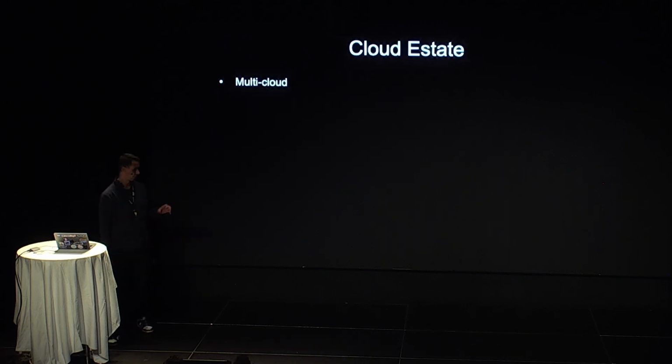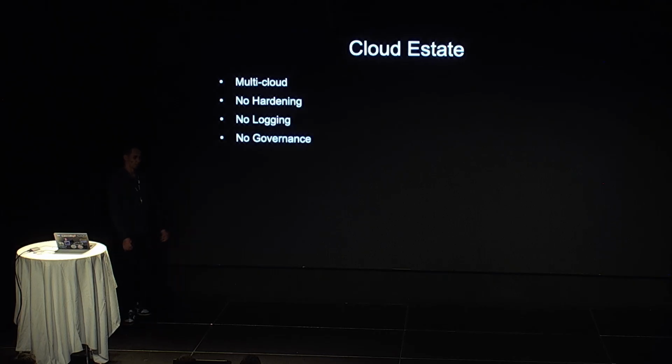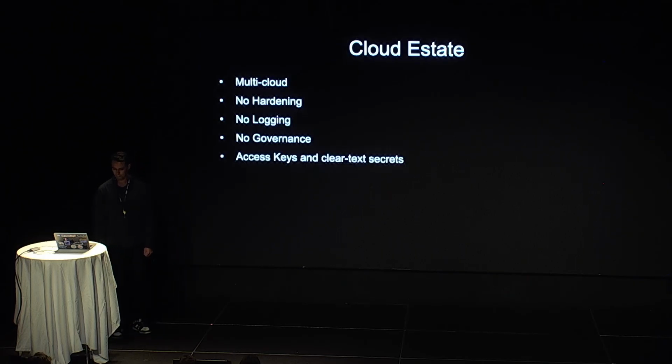Let's give this cloud footprint, or cloud estate, that we've found some remarks based on our initial look. So multi-cloud, that's the obvious one. There's no hardening, meaning there's basically poor configuration of most resources. There's no logging besides the default, and we're going to look into that. There's no governance. The GRC team didn't know much about the cloud environment. There are access keys and clear text secrets floating around.